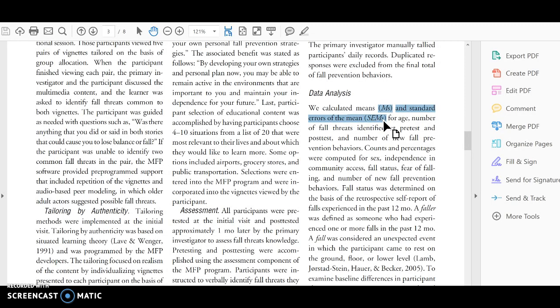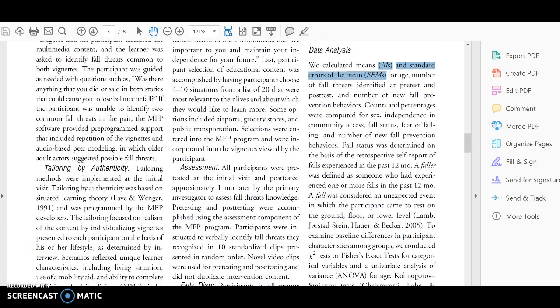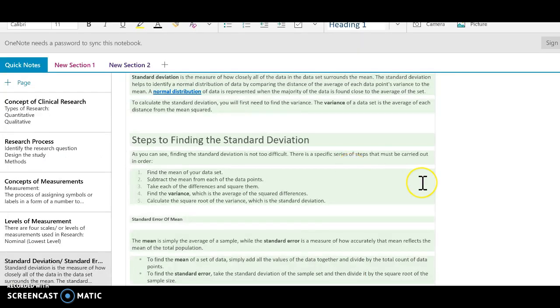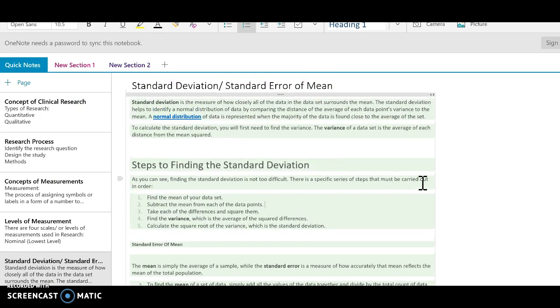Now, generally, you would see the mean and standard deviation provided, but in this case, they gave you the standard error of mean. Now, I know you're probably wondering what that is, so we're going to talk about that. Okay, let's go over to my handy dandy stats workbook here. We know what standard deviation is, right? It measures how closely all of the data in the data set surrounds the mean, how spread out it is and where it fits within there.